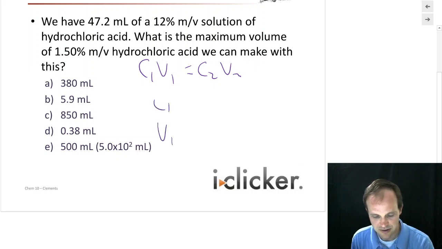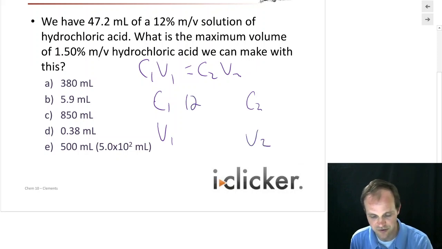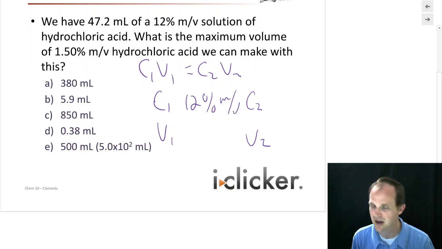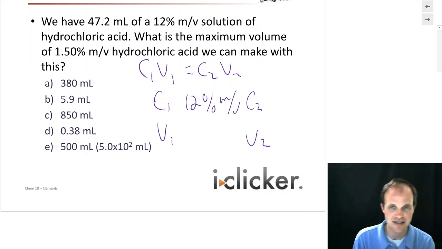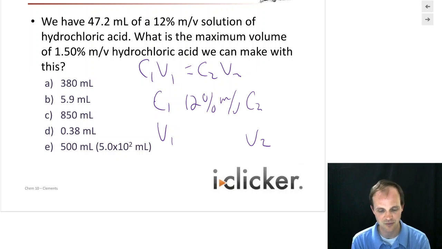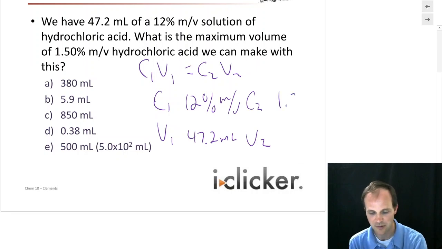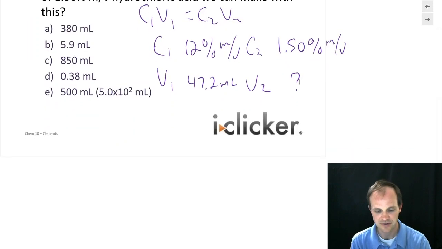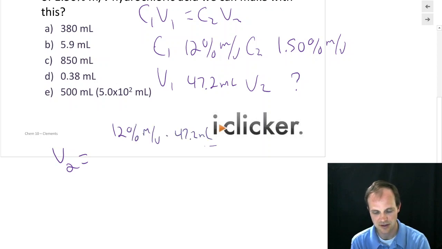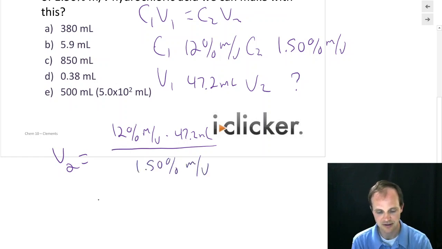Our little table. What concentration do we start with? 12% M over V. And by the way, all these examples have been M over V, but they could have just as easily been molarity, V over V, M over M. We're fine. And we started with 47.2 milliliters of that. We want to make 1.50% M over V, and we want to know V2. You solve, you get V2 is C1V1, 12% M over V times 47.2 milliliters divided by 1.50% M over V.